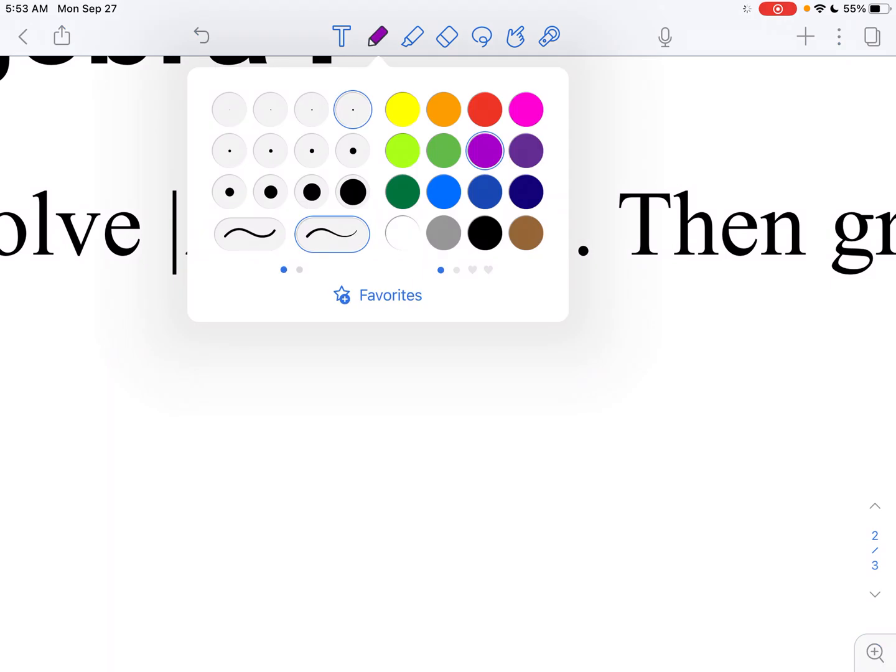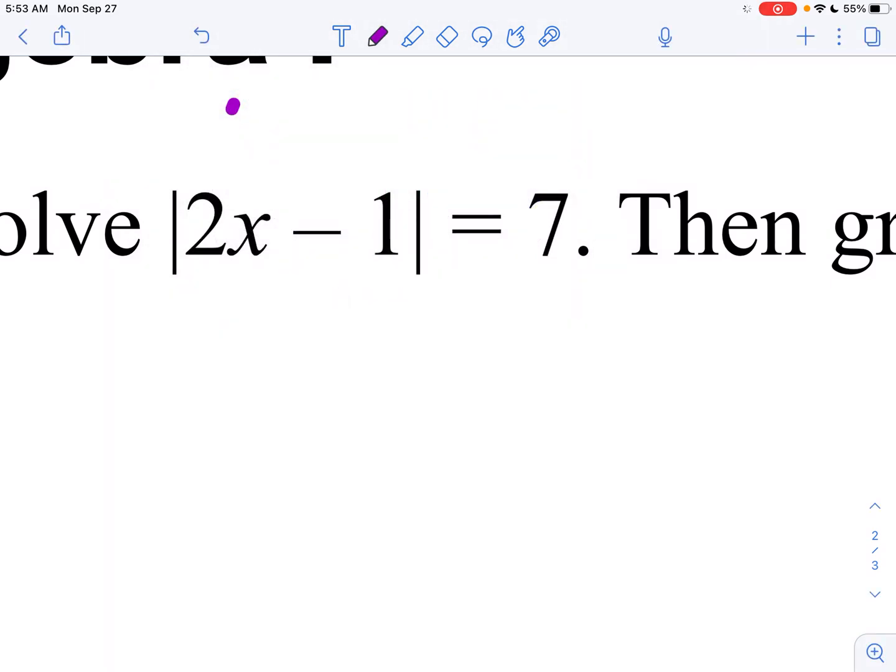Let's take a look at example 4 here. We have the absolute value of 2x minus 1 equals 7. Notice my absolute value is already by itself, so I don't have to isolate it. So what that tells me, inside my absolute value could be 7 or it could be negative 7. This is where we talk about those two cases, because the absolute value of negative 7 is 7.